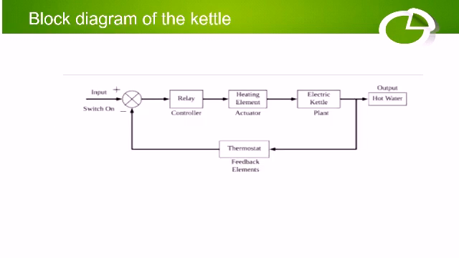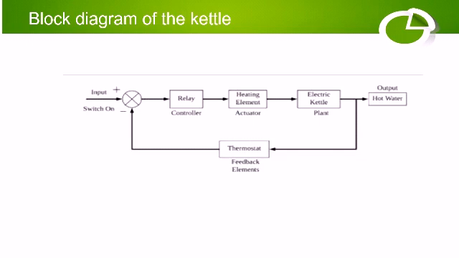Next, we talk about the block diagram of the kettle. Starting from the input switching on, it goes to the relay and heating element, and next to the electric kettle plant, and last is the hot water output. Below is the thermostat feedback element. For the control system, the input is the switch-on button that turns on the electric kettle, while the output is hot water generated at the end according to the block diagram.